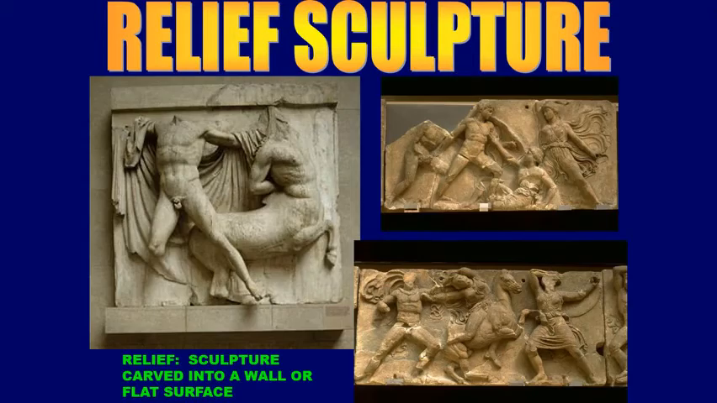All right, and then also I want to talk about relief sculptures, and write this definition down. Relief is a sculpture carved into a wall or a flat surface. And a good example of a relief sculpture are coins that you have in your pocket, like a quarter or a dime that you would put into a vending machine. All right, and there's a couple different kinds of relief.